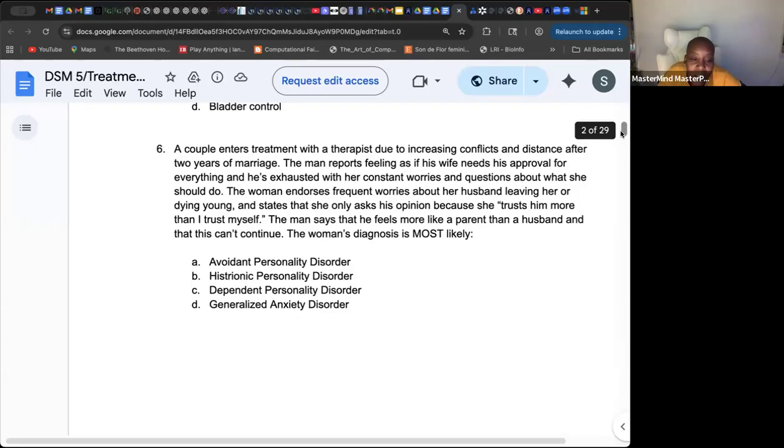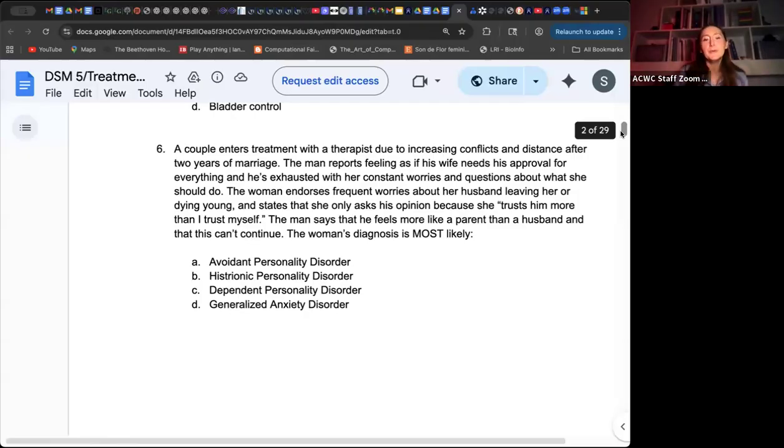So I'm going to eliminate D, generalized anxiety disorder, also B, histrionic personality disorder, and between A and C, I'm going to go with C, dependent personality disorder. Nice job, mastermind. Absolutely. This is definitely dependent personality disorder, basically the definition of it, where you're more submissive, always depending on somebody else.